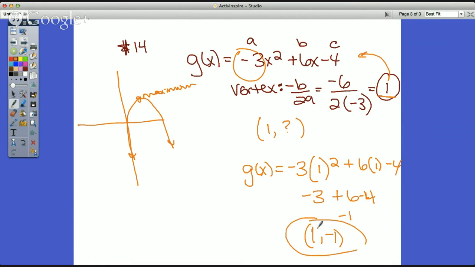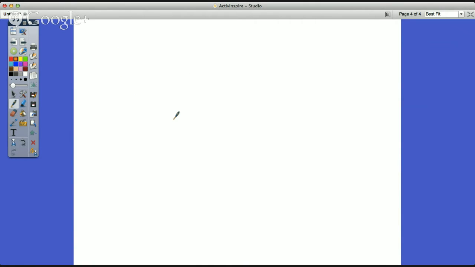That's my vertex. And again, whether it's a maximum or minimum, I know because this is negative, it is going to go downward. Therefore, I know my maximum would be where my vertex is, which is at 1, negative 1. And again, all of these problems are ones that will be on our test there.